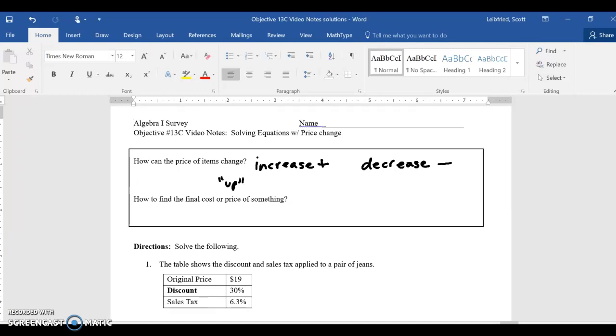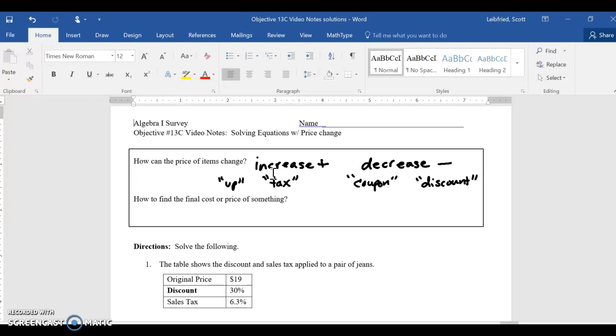Decrease usually means subtract, but you might hear words like you had a coupon, you received a discount. Those are other words. Another word that I wanted to talk about in terms of increase that usually comes at the end is tax. Tax always, unfortunately, is added onto the price of an item at the end of when we check out.